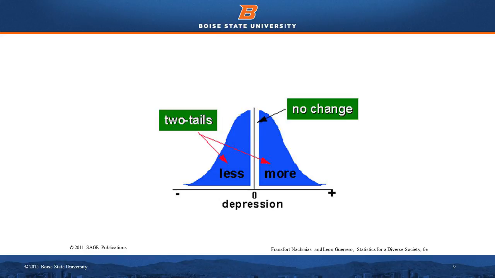Here's a depiction of a distribution of depression scores where the research hypothesis is two-tailed. For this example, the research hypothesis does not indicate that the depression scores will increase or decrease.